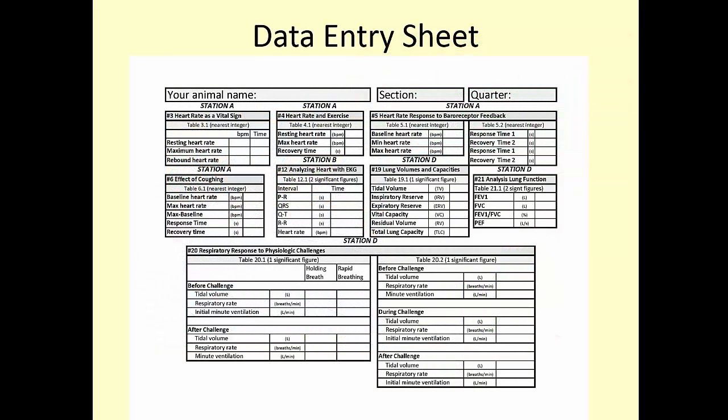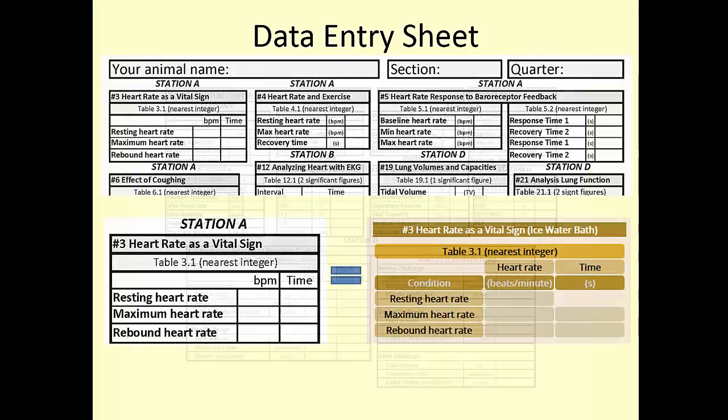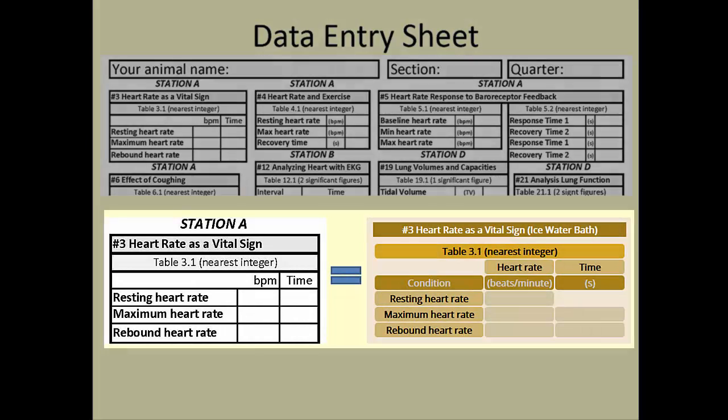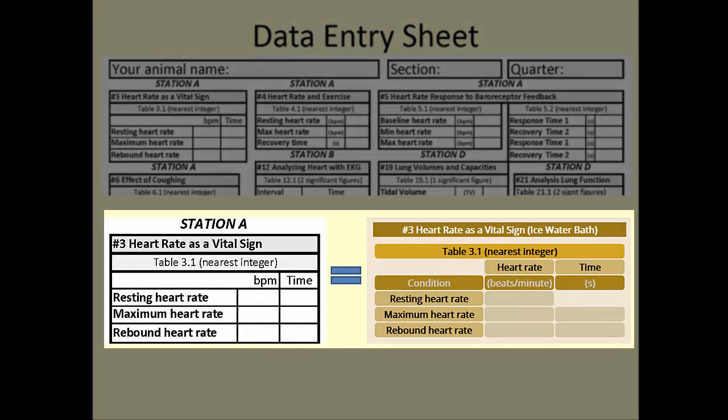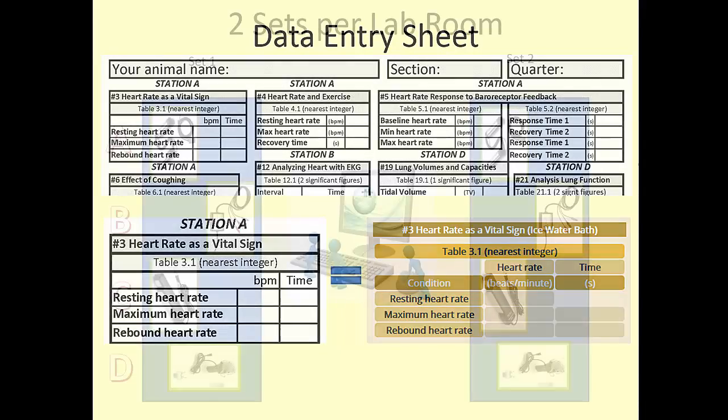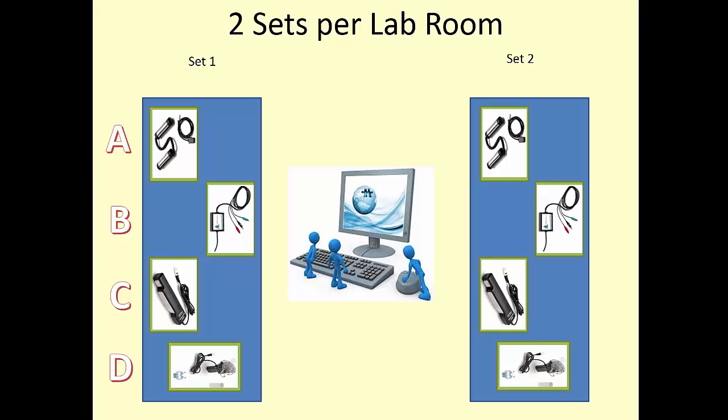To facilitate the data recording and entry while using the probe software, you will receive one personal data entry sheet. Please fill in your animal name, section, and quarter on the top. This sheet also has the same layout as each page on the data entry website to facilitate the data transfer. This sheet will be collected by your TA at the end of section. Now, let's have a look at the room setup. There will be two stations per room for each of the probes.